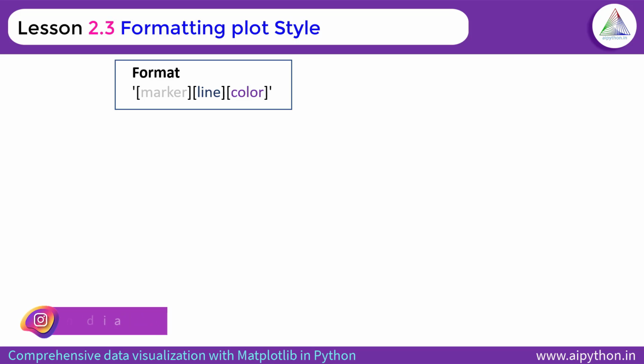I'll not discuss marker in this section. I'll be discussing it in a later part of this course. I will talk about line and color in this section, and we will make use of them. Let's quickly see one example which uses this format technique, and then I will explain how to use it while formatting a plot in Matplotlib.